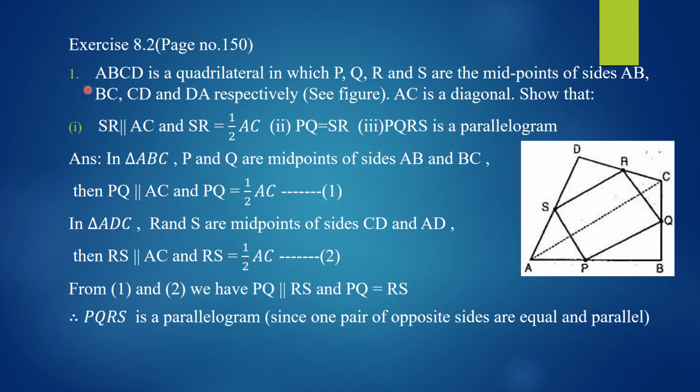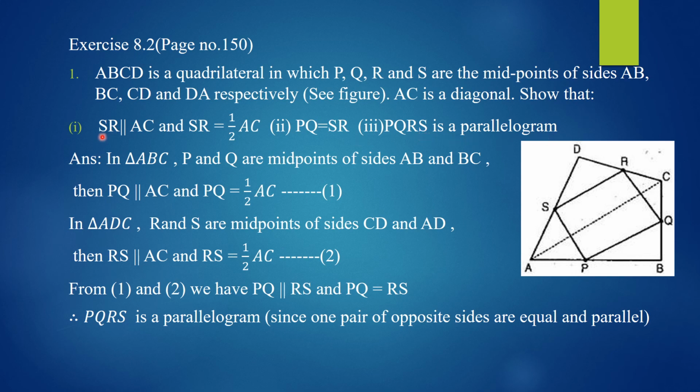Question number 1. ABCD is a quadrilateral in which P, Q, R and S are the midpoints of sides AB, BC, CD and DA respectively. We can see that in the figure, and we are given AC is a diagonal. Show that SR is parallel to AC and SR equal to half of AC, and PQ equal to SR, and the third one, PQRS is a parallelogram.